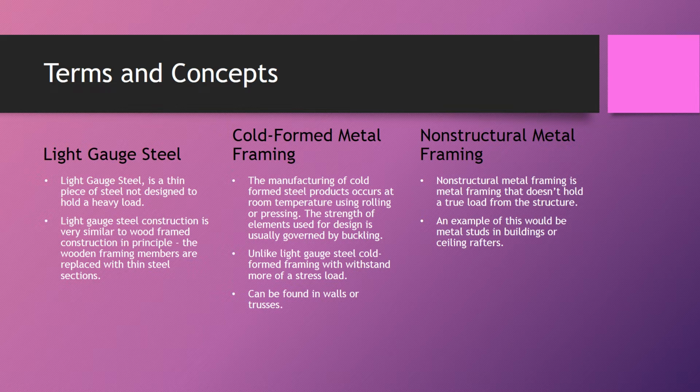Cold formed metal framing. The manufacture of cold formed steel occurs at room temperature using rolling or pressing. The strength of the element used for design is usually governed by buckling. Unlike light gauge steel, cold formed framing can withstand more of a stress load. It can be found in walls or trusses. Non-structural metal framing is metal framing that doesn't hold a true load from the structure. An example of this would be metal studs in buildings or ceiling rafters.